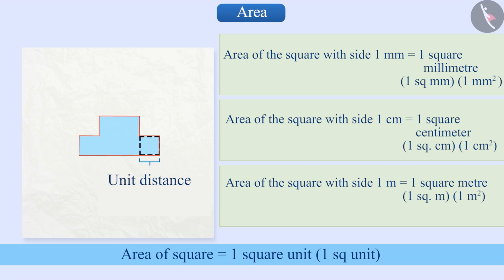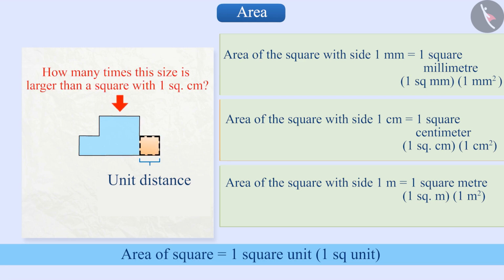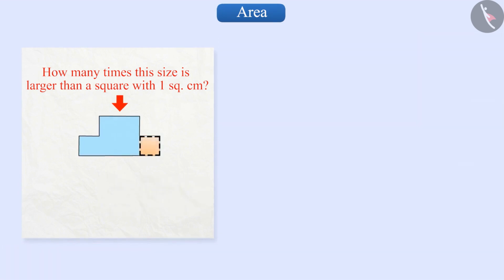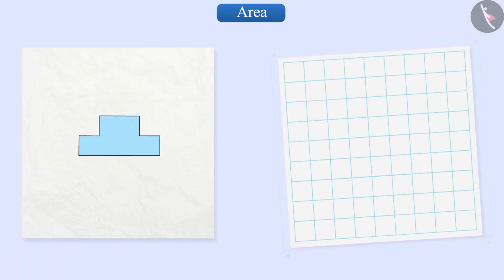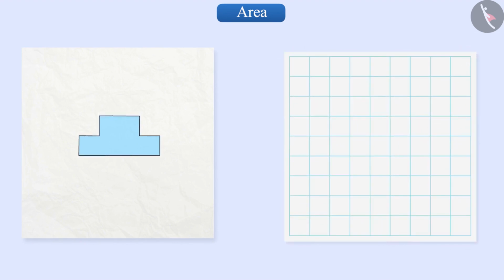Let us compare this shape here with a square having an area of 1 square centimeter and find how many times this shape is larger than a square with area 1 square centimeter. For this, we will use a graph paper. Here, squares with sides 1 centimeter are formed on this square paper.